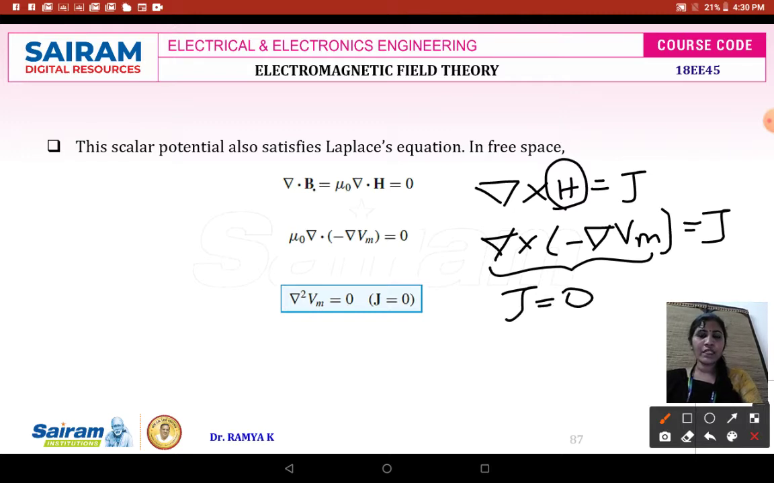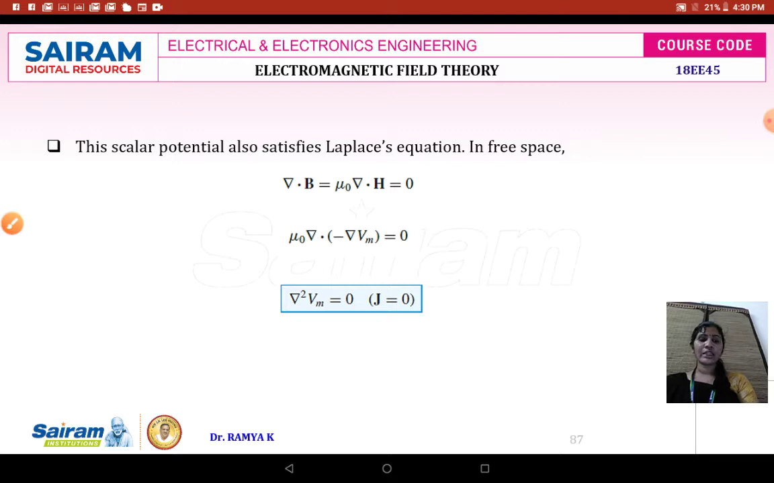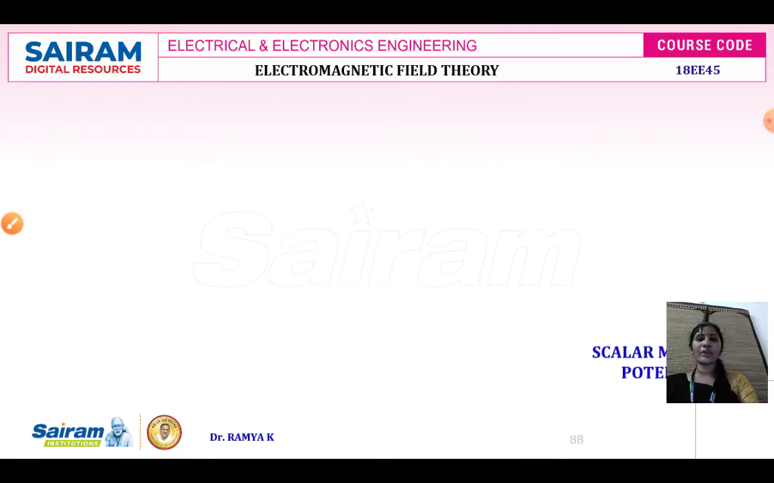If you write it in terms of the magnetic flux density, you will get divergence dot B is equal to 0. And if in the place of H you write negative gradient of the magnetic scalar potential, you will get Laplacian of Vm is equal to 0, which is already proven, so it does not affect the already proven laws.